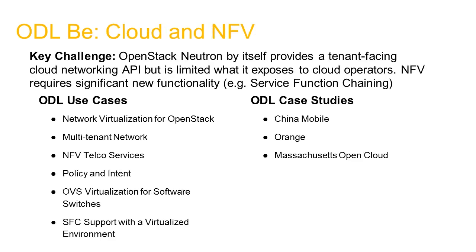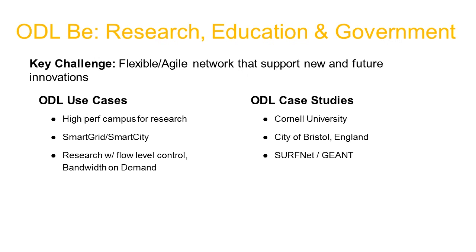And then Cloud and NFV, I think I talked really heavily about this. It's being used in particular by China Mobile and Orange and the Massachusetts Open Cloud, but it does all of the normal things that you would expect Cloud and NFV to do, including network virtualization and the like. And lastly, research and education. I told you about Cornell. We talked about the city of Bristol. SURFnet and GEANT are large research network providers in the EU.